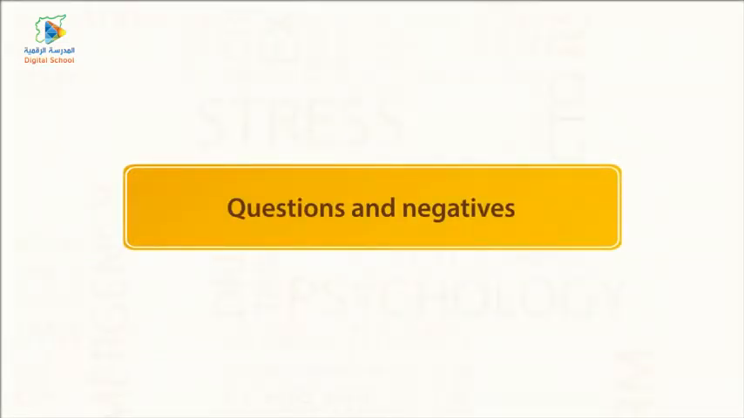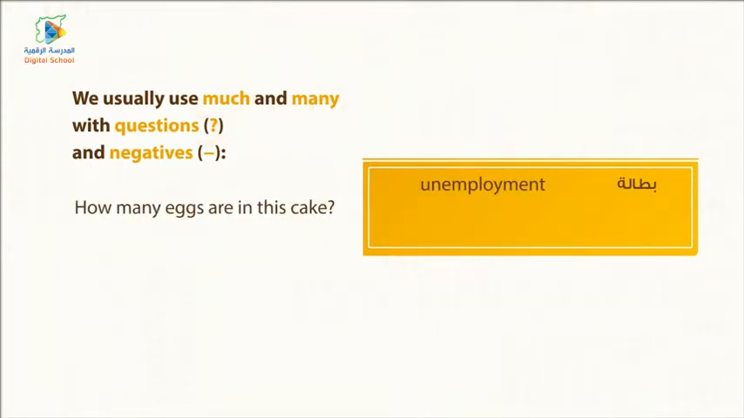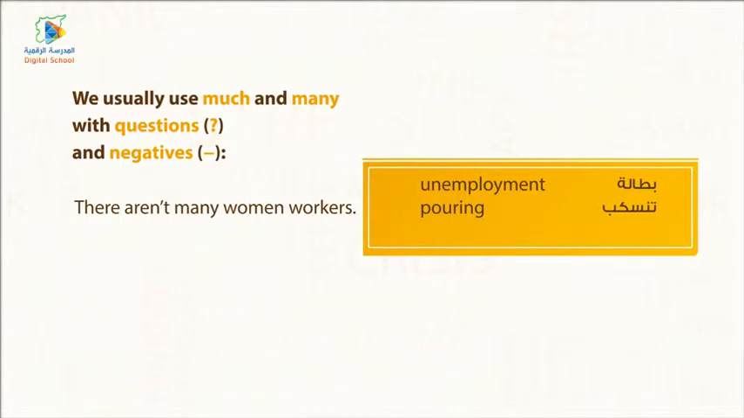Questions and negatives. We usually use much and many with questions and negatives. Is there much unemployment in that area? How many eggs are in this cake? Do you think many people will come? It was pouring with rain, but there wasn't much wind. There aren't many women workers.